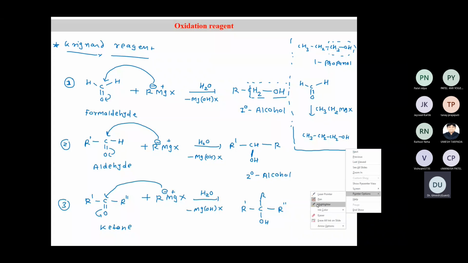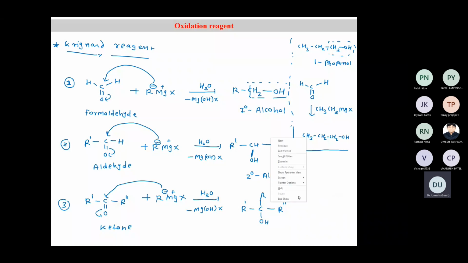Suppose you want to synthesize secondary alcohol, 2-propanol, CH3CHOHCH3. Then what happens?